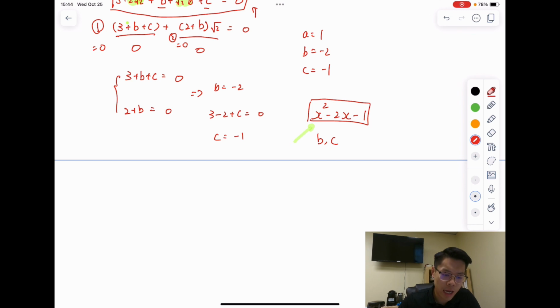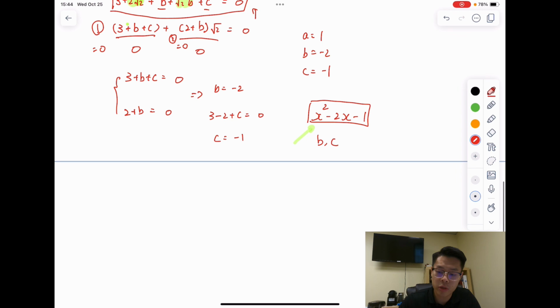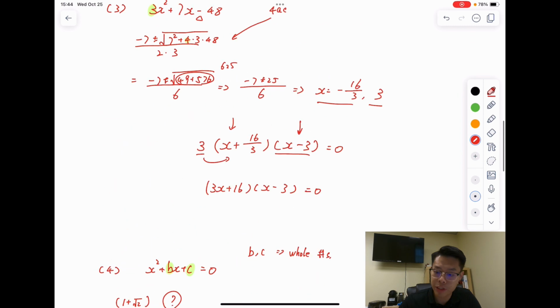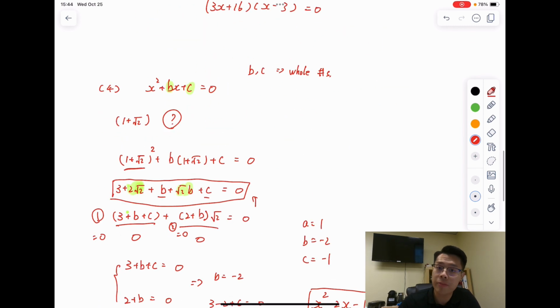I can use a lot of methods to do it. I can use the quadratic formula to get the answer. I can also use factorization to get the answer. In this case, I don't believe we can use factorization, but I'm pretty sure that we can use the quadratic formula to get the answers as well. So that's basically summarizing these concepts of using the quadratic formula and factorization, and how you use them interchangeably.